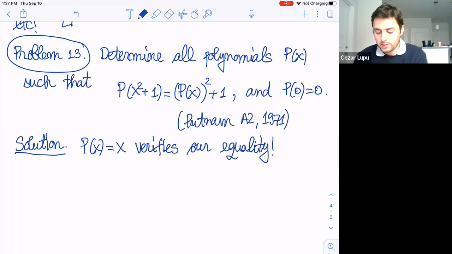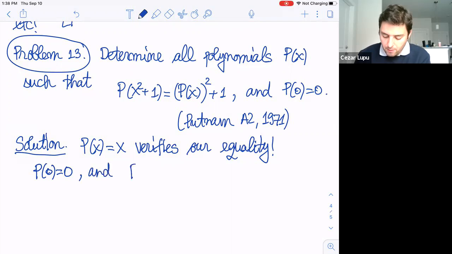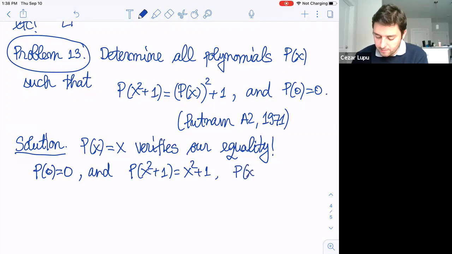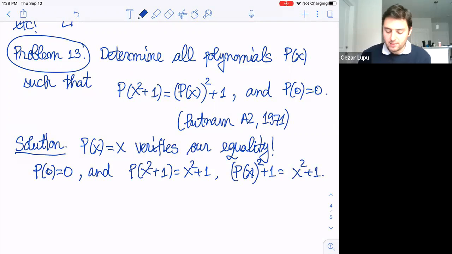If you replace it here, you'll have x squared plus 1. First of all, P of 0 is 0, that's obvious. And P of x squared plus 1 is x squared plus 1. Well, that's a good candidate for us. P of x equals x. The question is: is this the only one? Well, let's look at it.